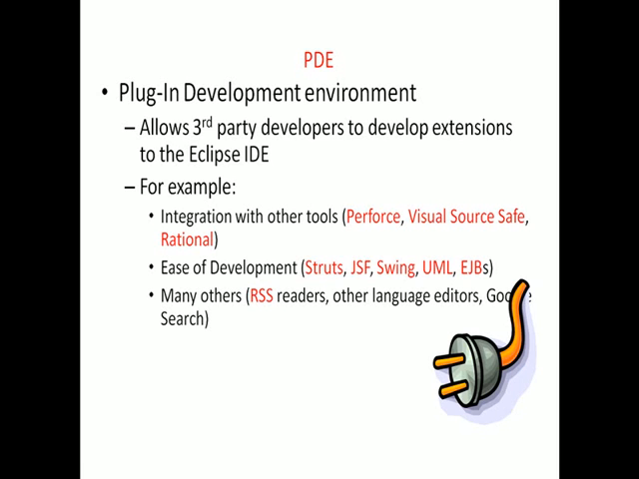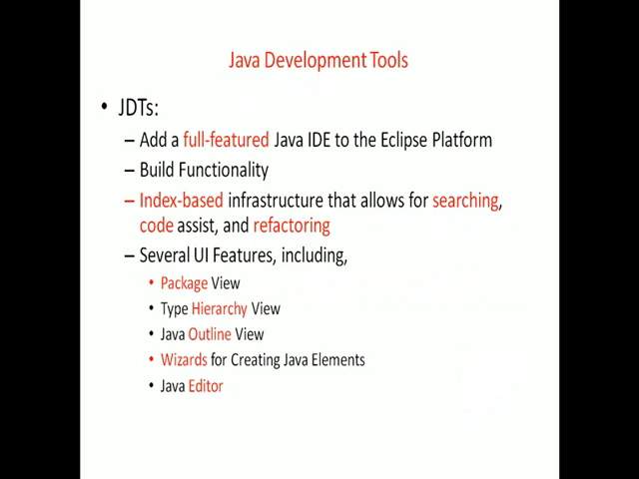Here you can take, for example, integration with other tools like Perforce, Visual SourceSafe, Rational. These are various tools which are third party. By installing the respective plugins, we can use Eclipse with those resources. Ease of development: Struts, JSF, Swing, UML, EJBs, these are various advanced tools which follow some MVC architecture. We can also implement those things using Eclipse IDE. It means that Eclipse will provide us this kind of MVC architecture environment. And many others like RSS readers, other language editors, right? A good searching mechanism. Java Development Tools, JDT stands for Java Development Tools.